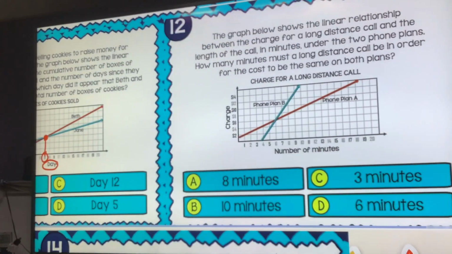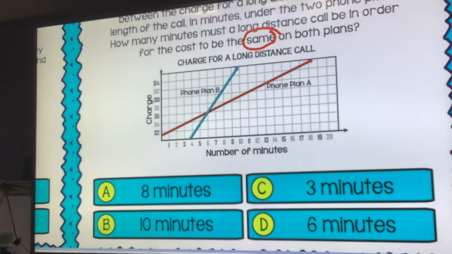Let's look at number 12. The graph below shows a linear relationship between the charge for a long-distance call and the length of the call in minutes. Under the two phone plans, how many minutes must a long-distance call be in order to be the same for both plans? Okay, so I'm looking at minutes. I am looking at where they intersect. I'm going down, and I see that is 6 minutes.